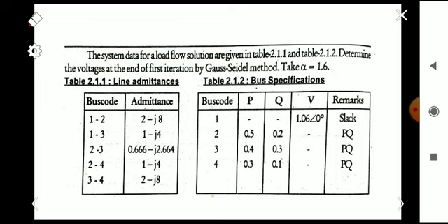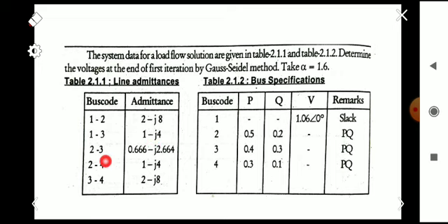That's the problem. So here in the first table the line admittances are specified. From the table itself we understood that it is a 4 bus system because 4 buses are there, 1, 2, 3 and 4. And the admittances in between the buses are specified here, that is in between bus 1 and bus 2 we are having the admittance 2 minus j8, like that.